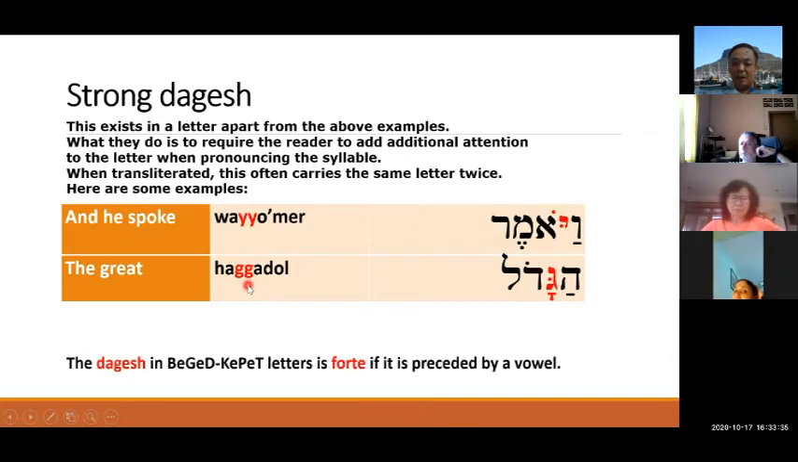Now look at this definition here. The Dagesh in the bracketed capital letters is forte if it's preceded by a vowel. Now, what is the vowel before this gimel here? The vowel before this gimel is a patah. A patah is a short vowel A, right? You remember the CVC, right?